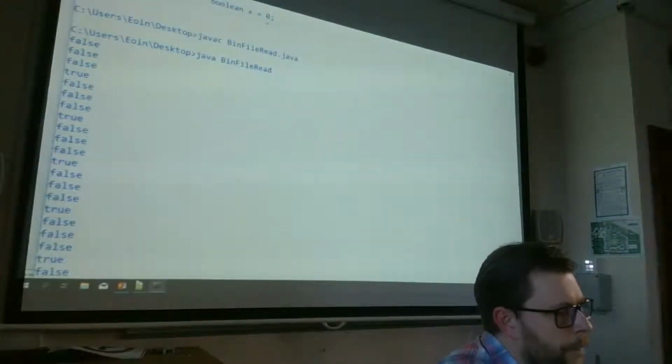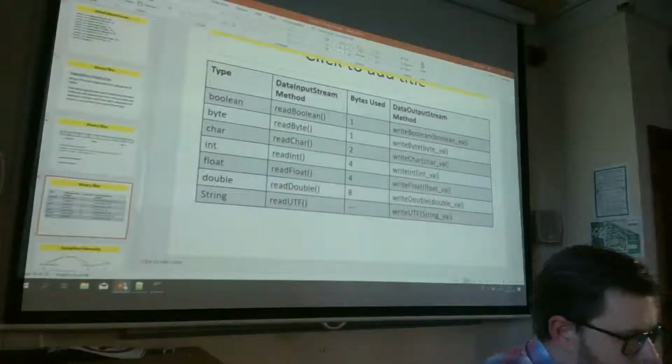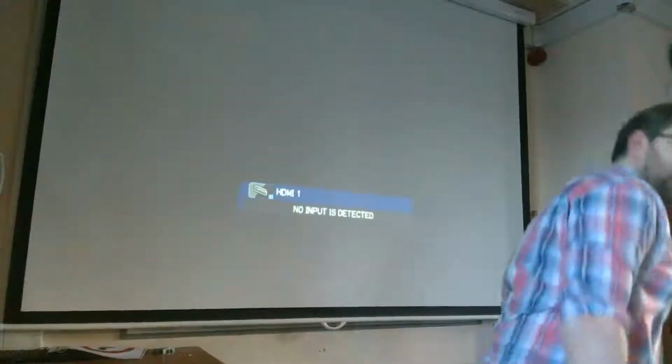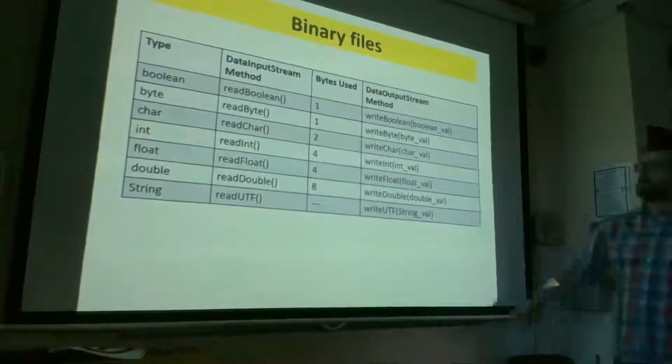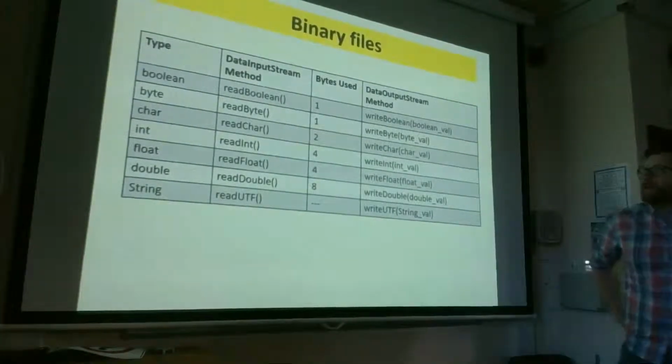Okay, so that brings me back to this slide here. Most data types take different amounts of bytes to represent themselves. You can see a byte and a Boolean are basically the same amount. A character is 2, an integer and a float are 4.